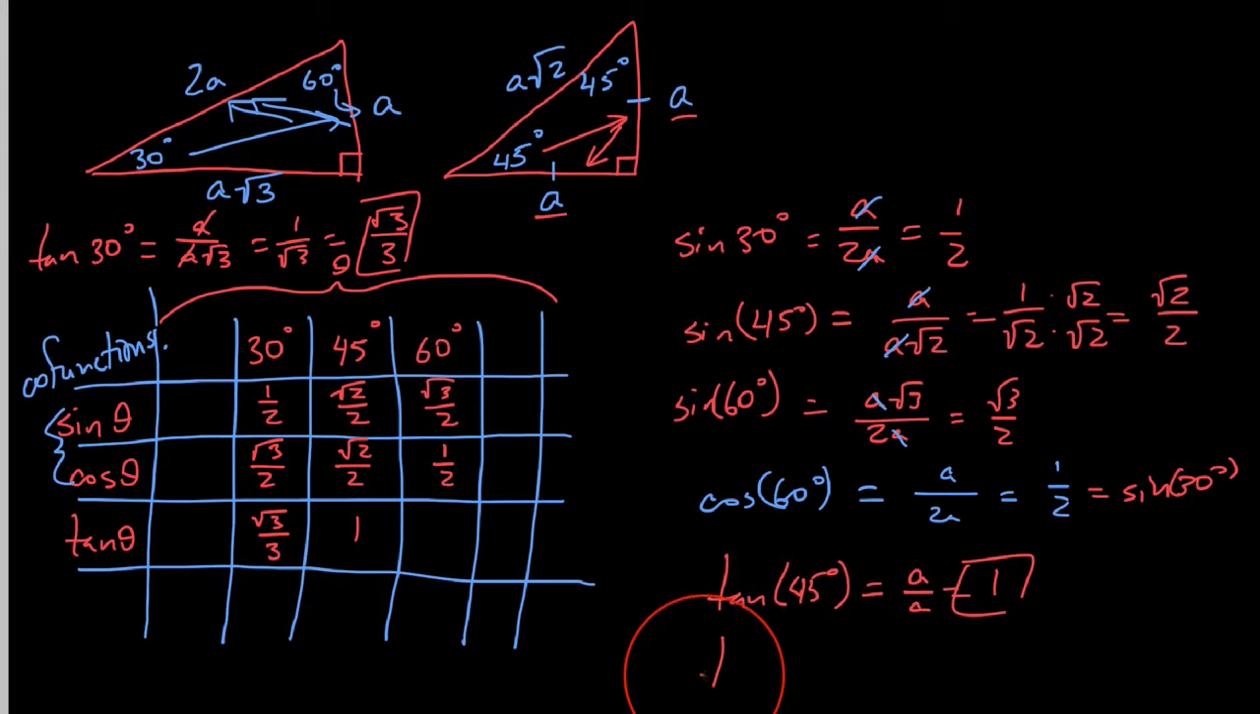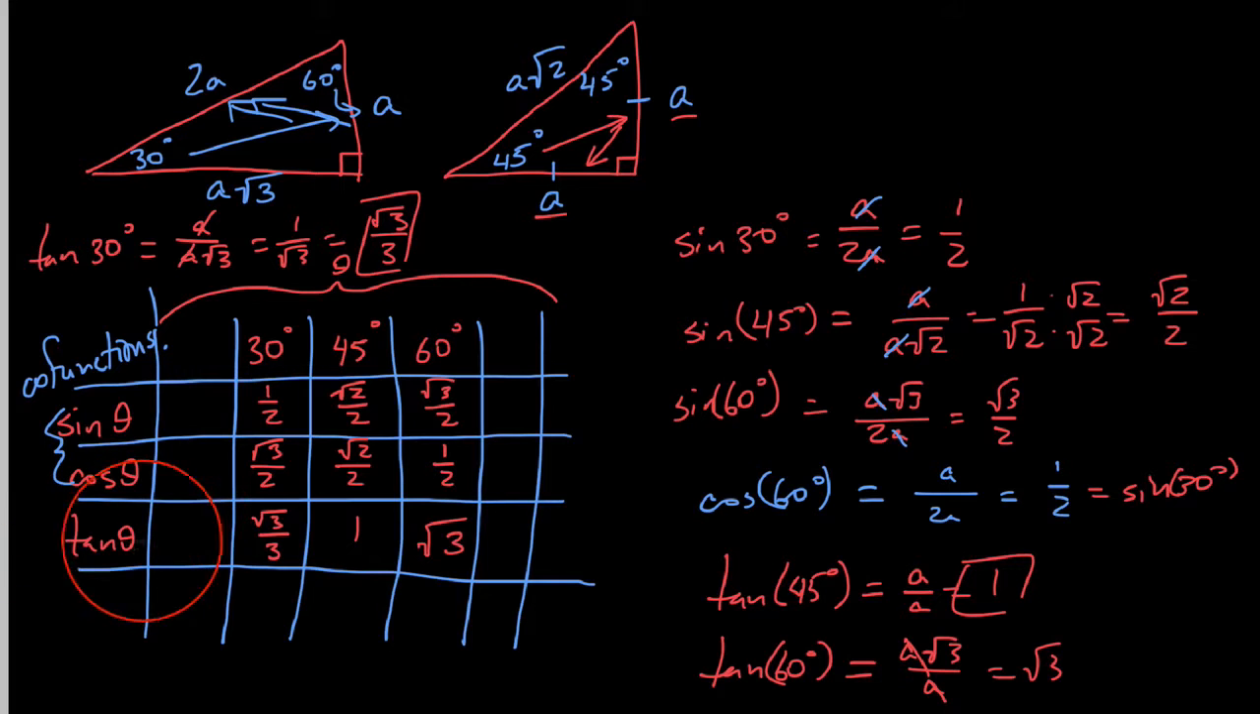And then the last one here, we say tangent of 60. If you go look at your 60-degree angle on the triangles we sketched up top, we say 60's here. Tangent is opposite over adjacent. So I would get A root 3 over A, which is just root 3. Okay, so now we filled out this entire table.